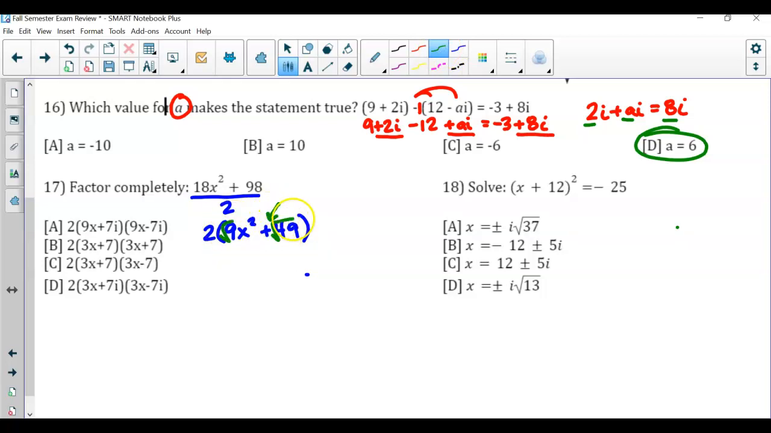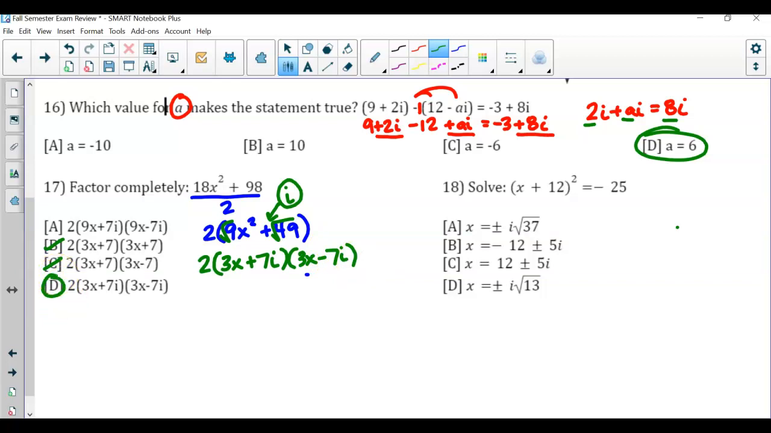Now notice we do have a sum of two perfect squares because we can take the square root of both. So because it's a sum, we do need i in the factored form. So I'm going to mark off B and C. That means here the square root of 9 is 3, so 3x plus 7i. Square root of 49 is 7. And then 3x minus 7i. That's why the answer here is D.